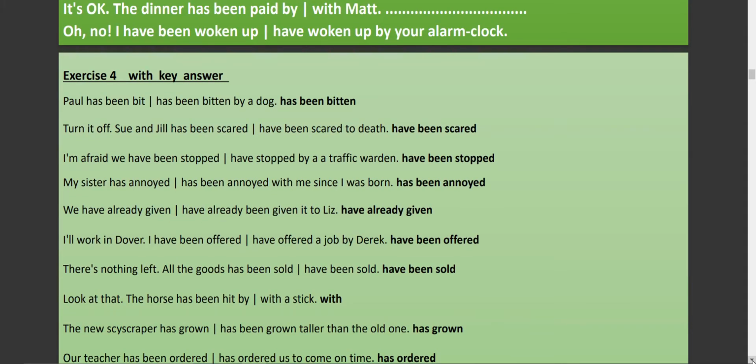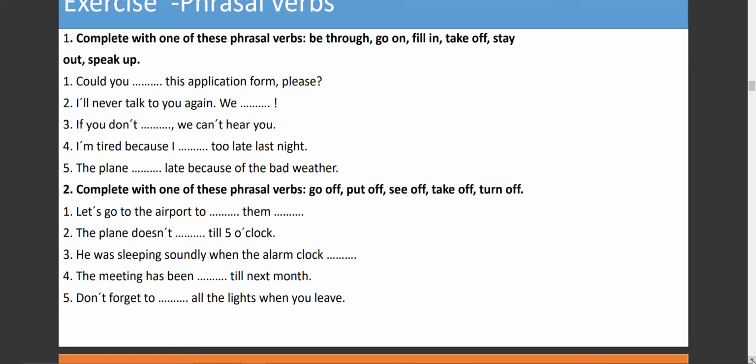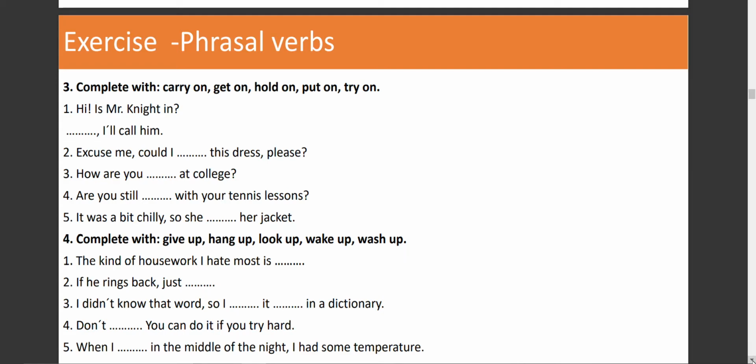Okay, this is the answer for the above exercise. You can read it. Also, we have another exercise for phrasal verbs. Be with one of these phrasal verbs: be, through, go on, fill, take off, stay out, speak. Right. Also, this is an exercise for phrasal verbs.